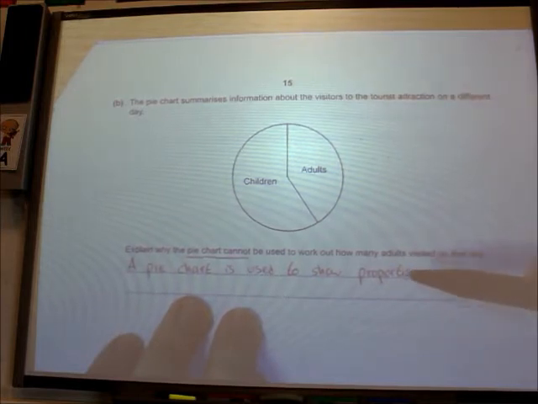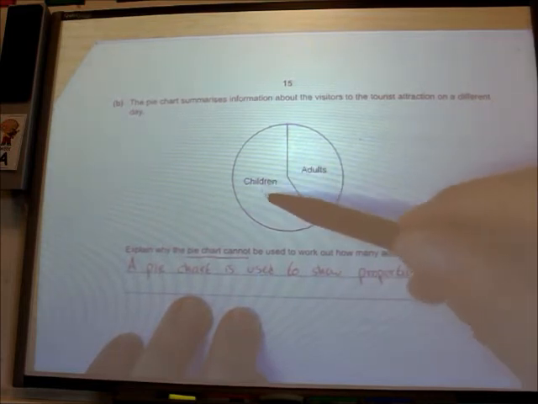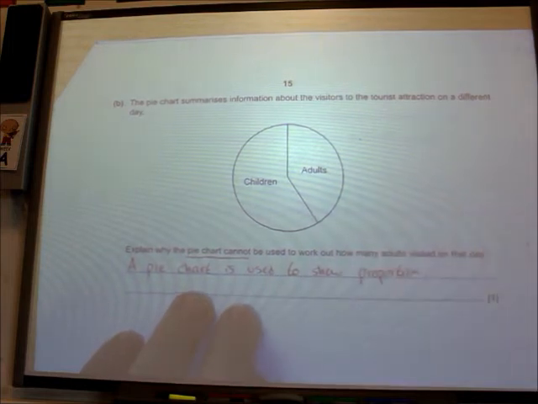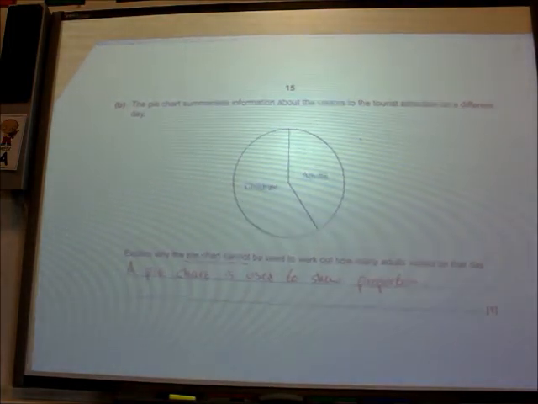So a pie chart is used to show proportion. If you want to give that example about the 6 children and 4 adults, or 6,000 children and 4,000 adults, please write that down as well. Right, moving on.